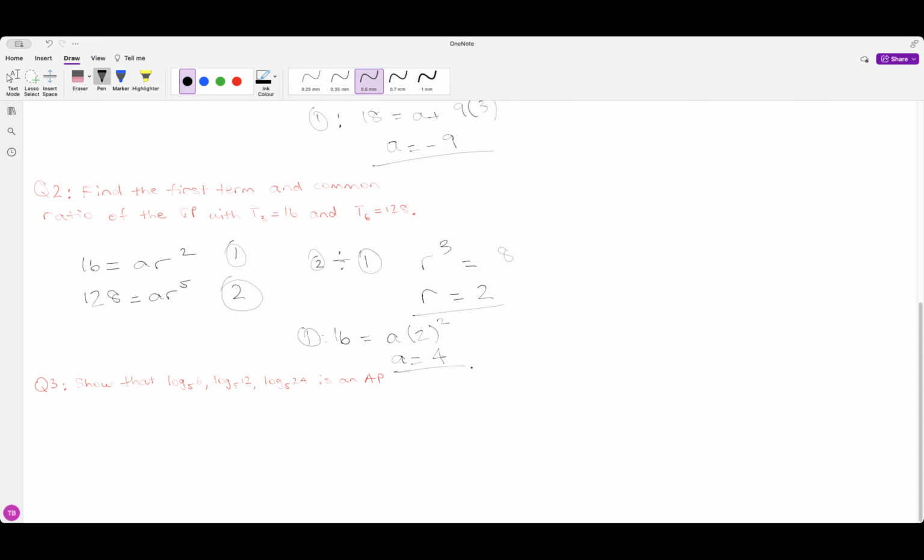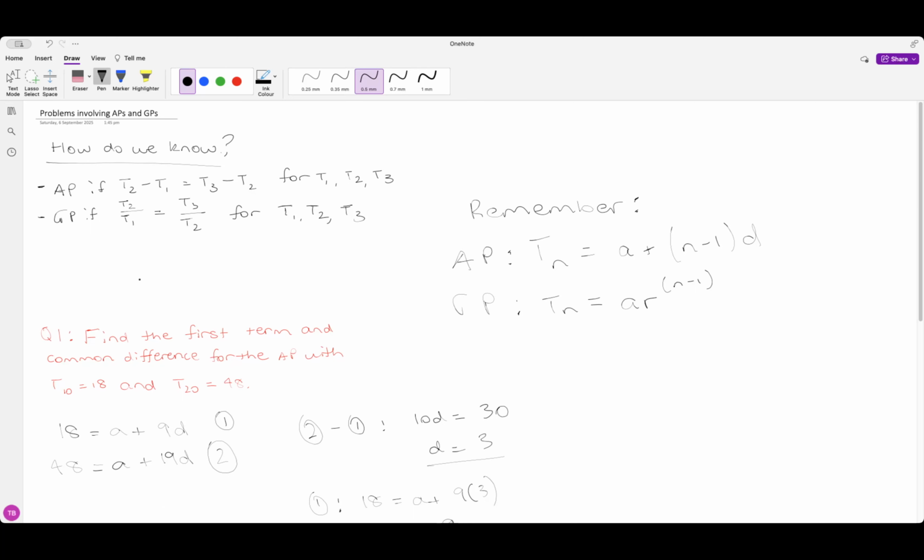All right, third question. Show that log base 5 of 6, log base 5 of 12, and log base 5 of 24 is an arithmetic progression. Alright, so this one's a little bit different. I'm showing that something is a progression. This is where these things that I was talking about before come in handy. I would recommend kind of not memorizing, but understanding exactly how these work.